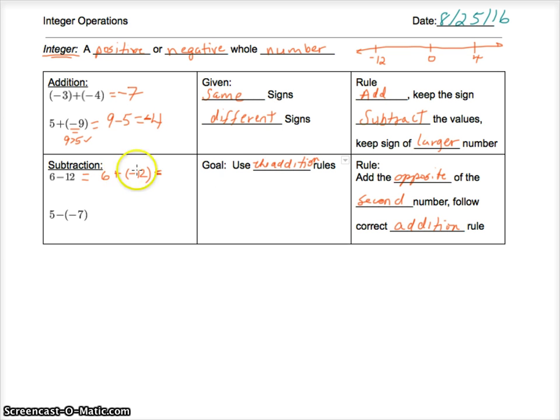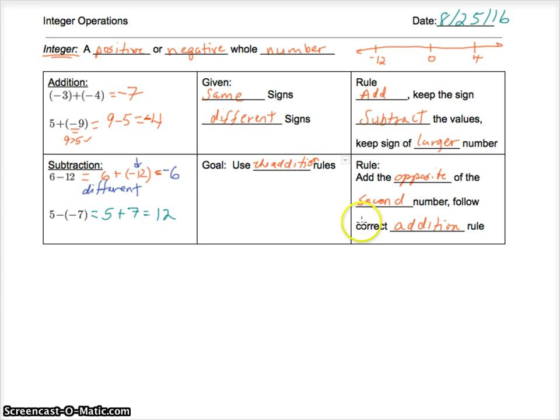Well, now I'm going to go look at my sign rules. I've got different signs, so I'm going to subtract them. 12 minus 6 is 6. The 12 is larger, so I'm going to use the negative. Let's go look at the next one real quick. 5 minus negative 7. Well, I'm going to rewrite this as 5 plus the opposite of 7, which is 7. Now I just have straight addition. 5 plus 7 is 12.